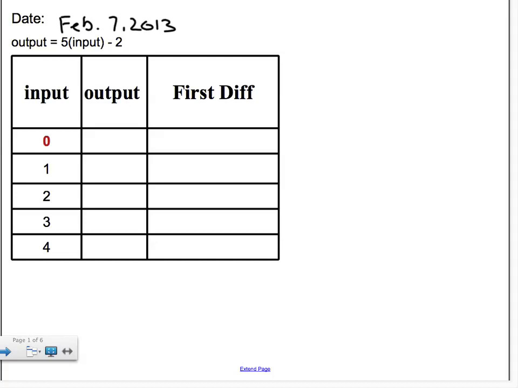Okay, so a little bit of review from last class. Here we're given sort of like an equation. Calculate the output given an input. So the input is 0. What's our output? Negative 2. Right? Because 5 times 0, 0 minus 2 is negative 2.